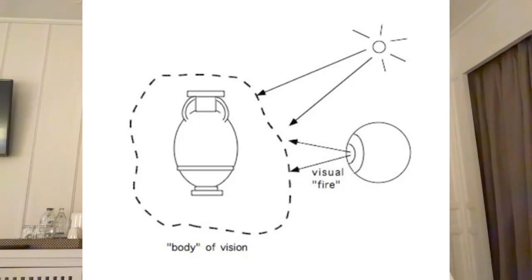So was there any empirical evidence for the theory of extramission? Well, perhaps proponents of the theory would point to the light that can be seen to shine from a cat's eyes.